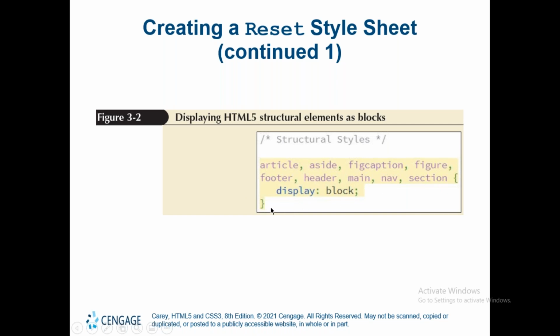properties, right? And so the article, the aside, the figure caption, the figure, the footer, the header, the main, the nav, the section, all of these would be displayed as a block. So anywhere on the web page where these appear, they would display as a block. So that's what it would look like syntactically.